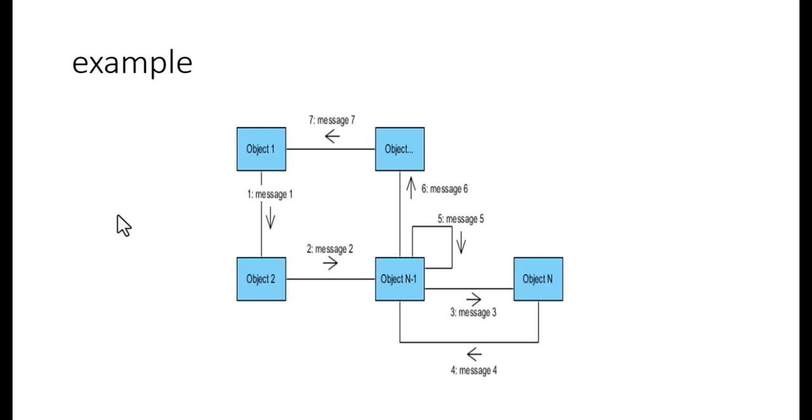So it also shows that the ordering of messages is not necessary, as compared to the sequence diagram, where the order of events or the sequence of messages passed among the different classes or objects is mentioned. But here there is no sequential order. So the communication diagram just represents the message types.